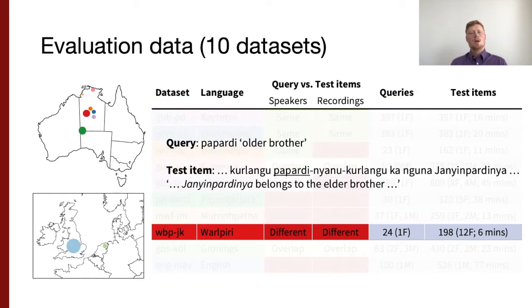For example, in Walpiri, we have the query and test items from different speakers and recording conditions. The task is how well we can retrieve the query, which is the word papardi, in the test item.